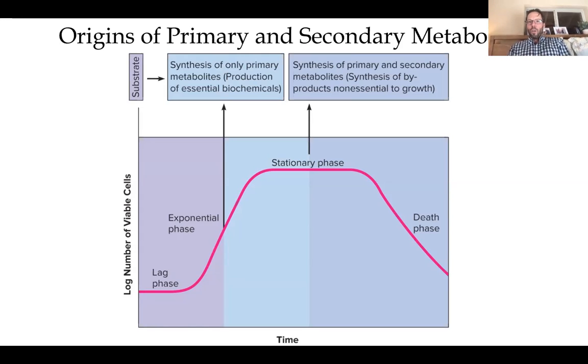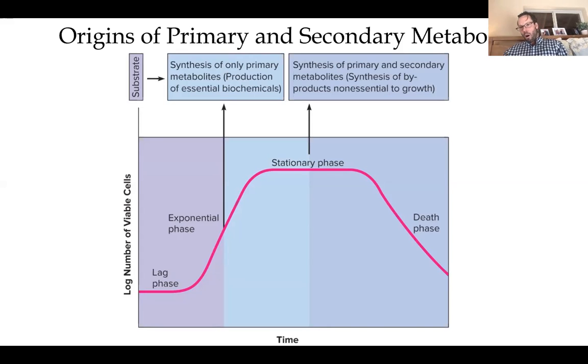And so if you wanted to harvest a primary metabolite, you would want to be doing that when the culture is in the exponential phase. That's when it's going to be kicking off a lot of these primary products.